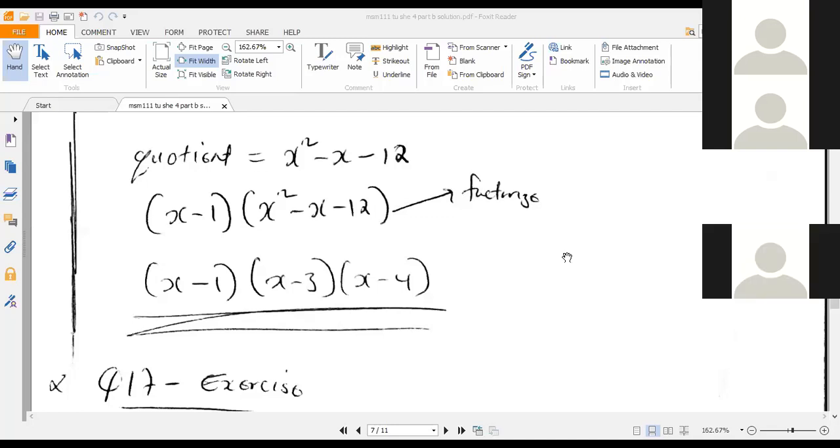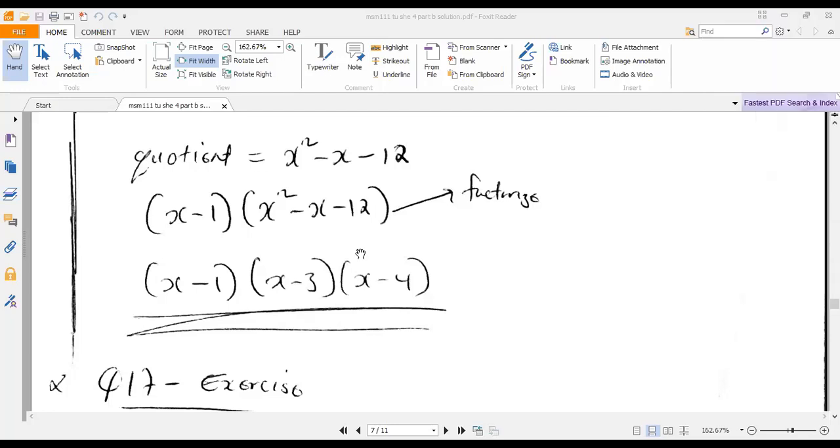Yeah, so here, sir, I think you are correct. It was a typo error. I'll change it before I send. It's supposed to be x plus 3. Okay, sir. Yeah, thank you.